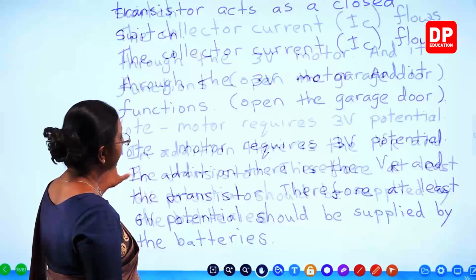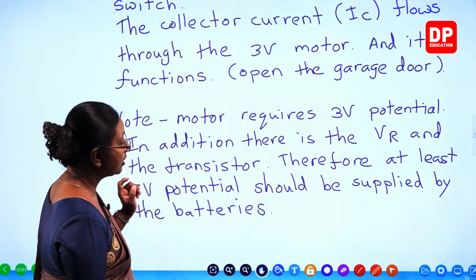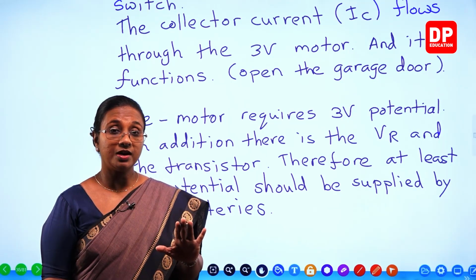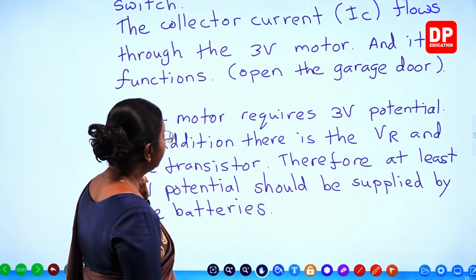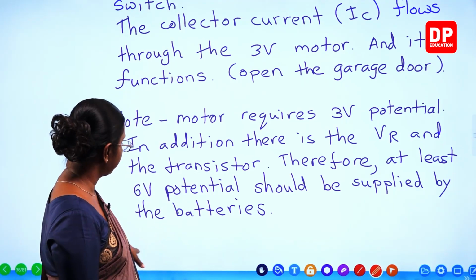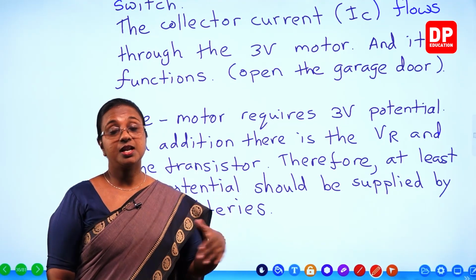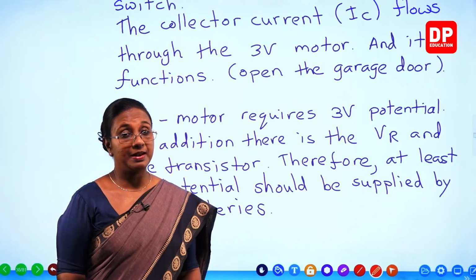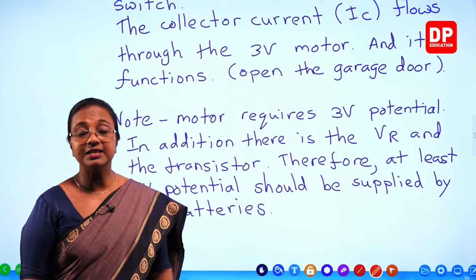But here I have given this as a note. Motor requires 3-volt potential. In addition, there is the volume controller and the transistor. We adjust the volume controller so that when the transistor is not functioning, there is no current flow through the external circuit also. So, because of that, therefore, at least 6-volt potential should be supplied by the batteries, because in the previous circuit also we had 3-volt potential. Now there is an additional 3-volt motor. So at least a 6-volt potential needs to be supplied. I am sure you all can understand that, students. So that is how the student will modify the circuit.